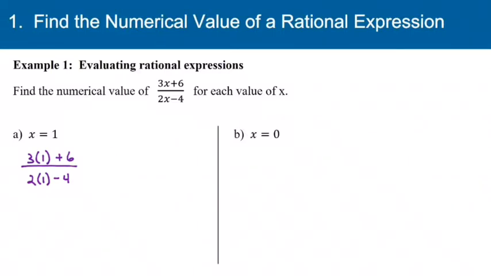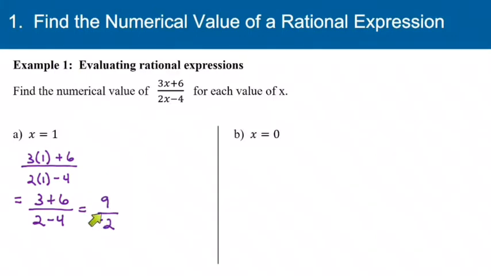Okay, first let's take care of the multiplication in both top and bottom. 3 times 1 is 3, and 2 times 1 is 2. So that's going to leave us with 3 plus 6 in the top and 2 minus 4 in the bottom. Now, addition and subtraction, in the top, addition is going to give us 9, and in the bottom, subtraction, 2 minus 4 is going to give us negative 2. So now we can look at the whole value.